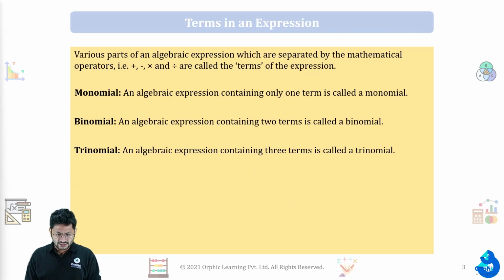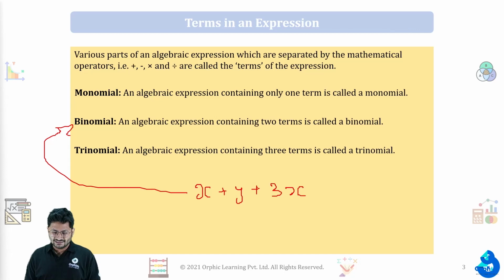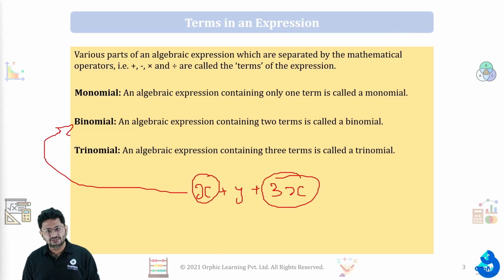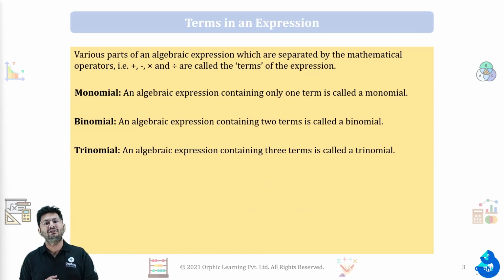Okay, so let's take another example. Let's say x plus y plus 3x. So is this a binomial or a trinomial? This is a binomial, because there are two unlike terms. This x and 3x are like terms, so they will be considered as one term only. So the expression will become 4x plus y. So it is a binomial, not a trinomial. I would suppose that we all are clear on this aspect. Okay, so this is how the nomenclature on the basis of the terms are done.